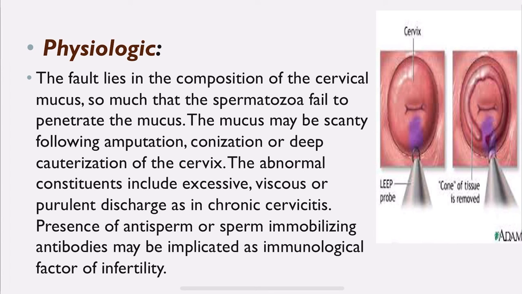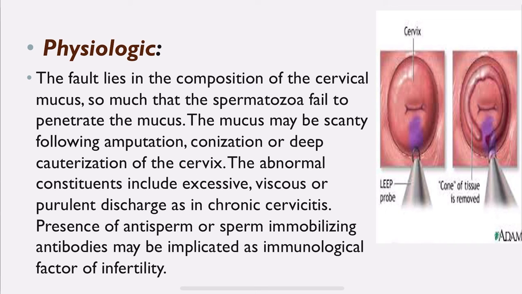The abnormal constituents will include excessive viscid or purulent discharge, as in chronic cervicitis. So when the woman is suffering from chronic cervicitis, which is a pelvic infection, the mucus secreted will either be excessive in amount, contain pus, or be viscous. Presence of anti-sperm or sperm immobilizing antibodies may be implicated as an immunological factor of infertility. These antibodies are produced against the sperm, resulting in an immunologic factor for infertility.